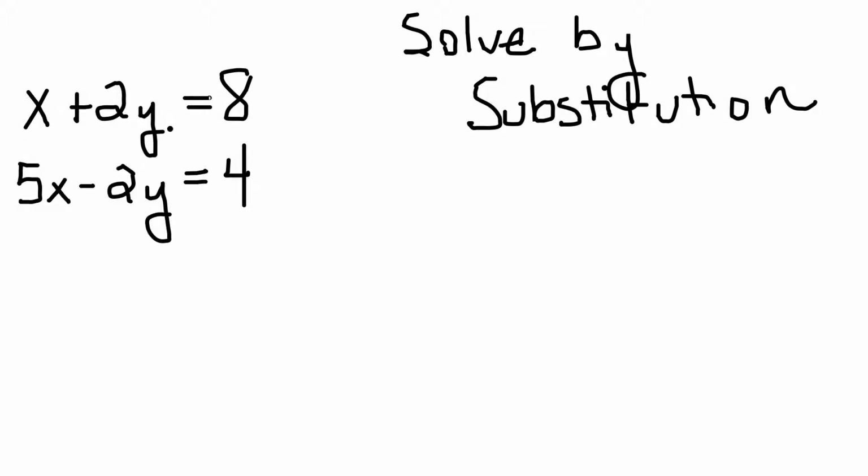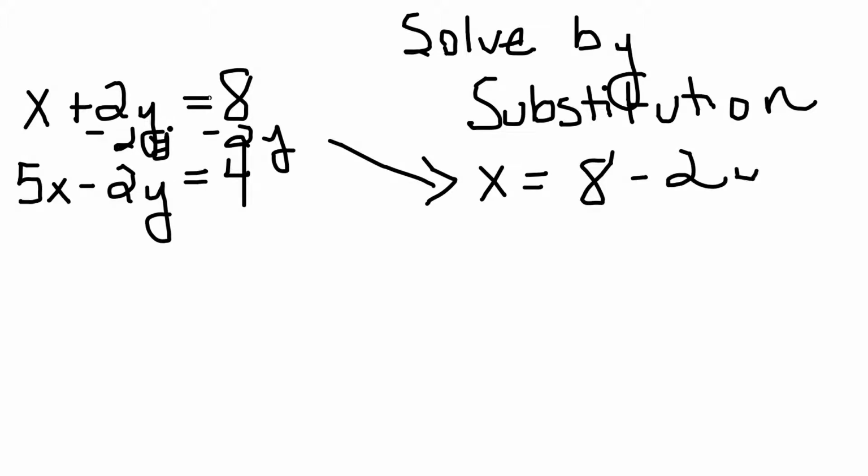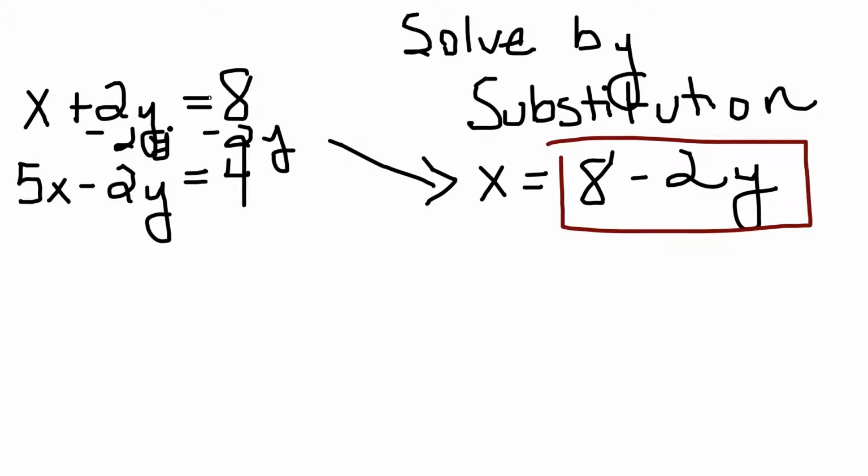Now, I could solve for any variable, but what I think is the easiest one to solve for is this x. So what I'm going to do is I'm going to subtract 2y, and I end up with x equals 8 minus 2y. Or I could have written it as negative 2y plus 8. Either way is acceptable. So now what I'm going to do is I'm going to take all of this and plug it in for x.